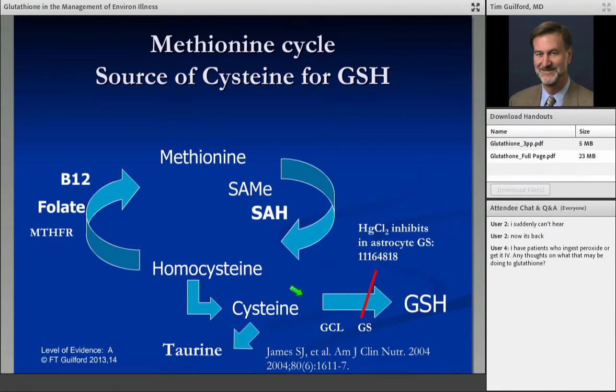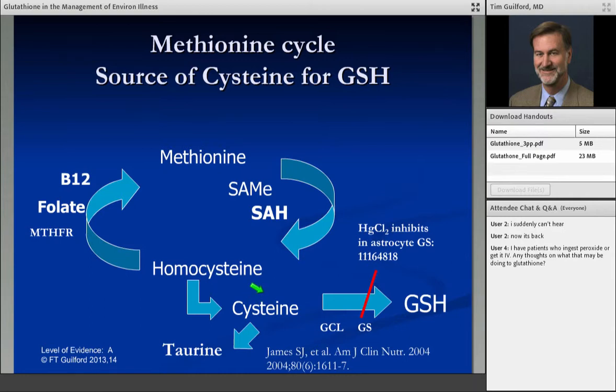And I want to give credit to Jill James for making us aware of this about 10 years ago in her publications in regard to finding defects in the MTHFR enzyme in children with autism.